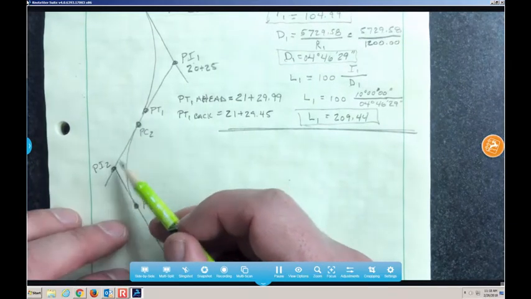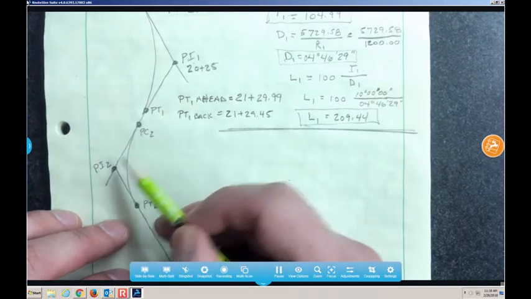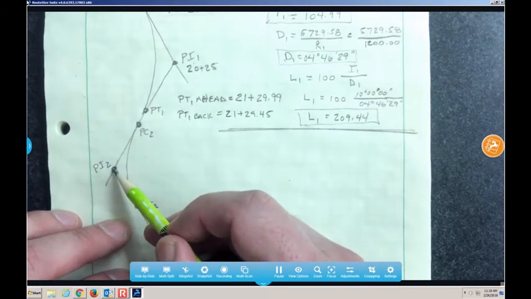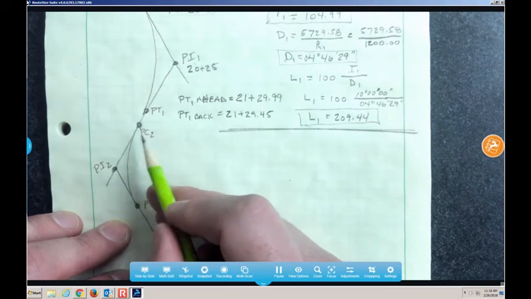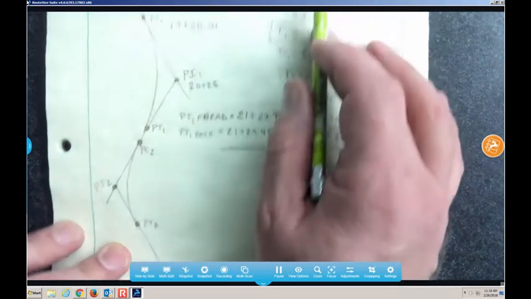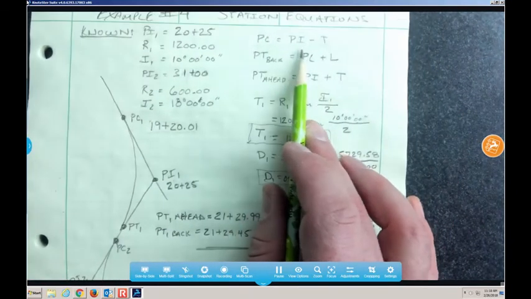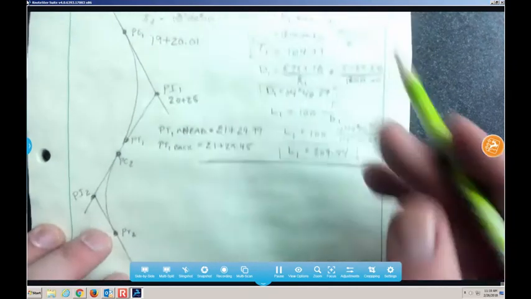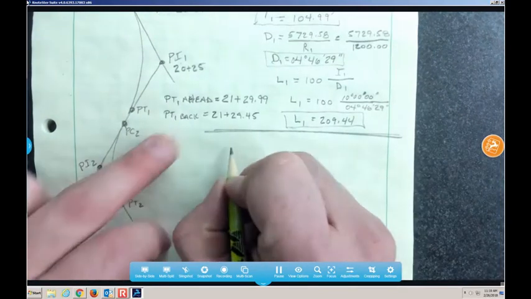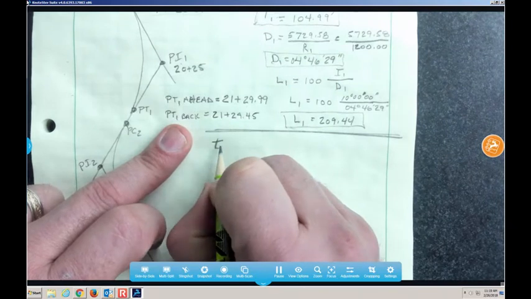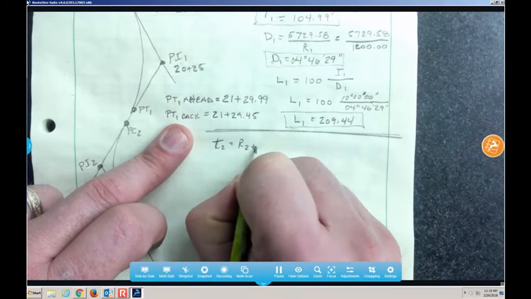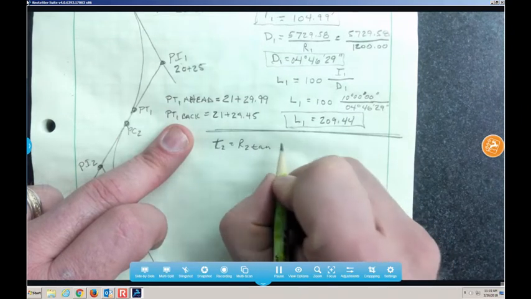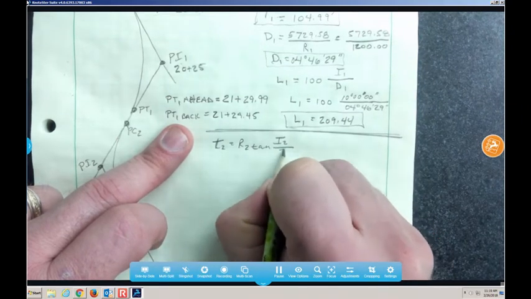Okay, so the first thing we want to figure out, we know what PI2 is. We're going to try to figure out PC2. In order to find PC2, we need to find T again. So we know that T2 is equal to R2 tangent of I2 over 2.